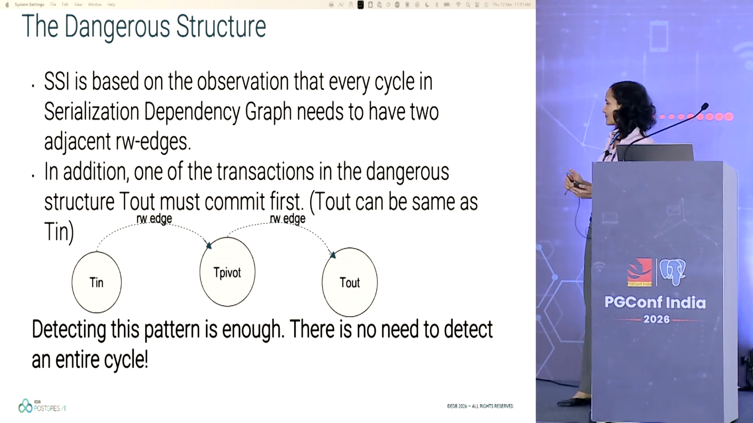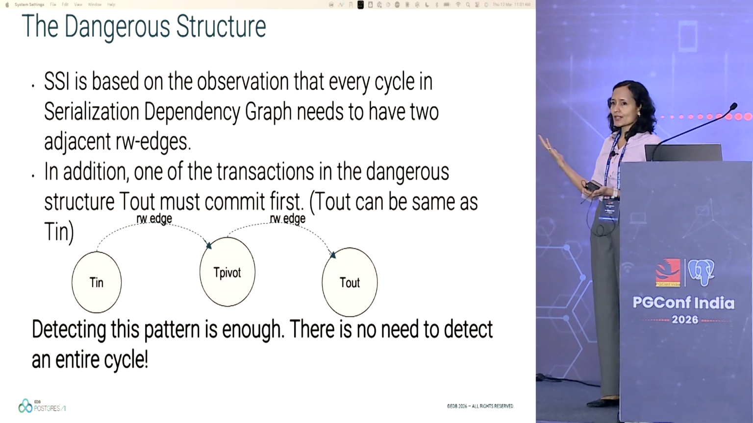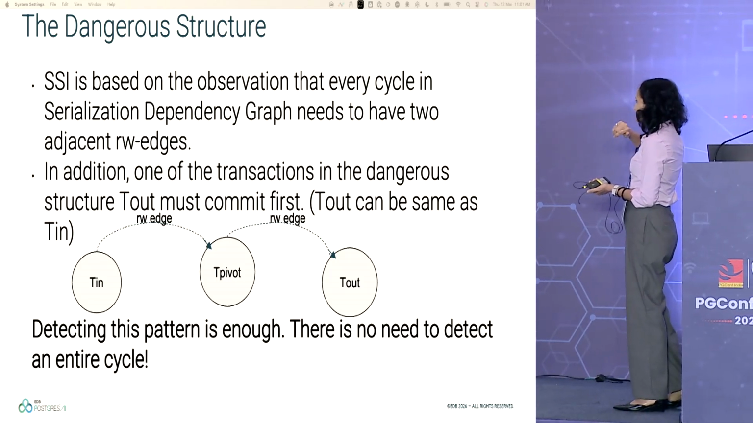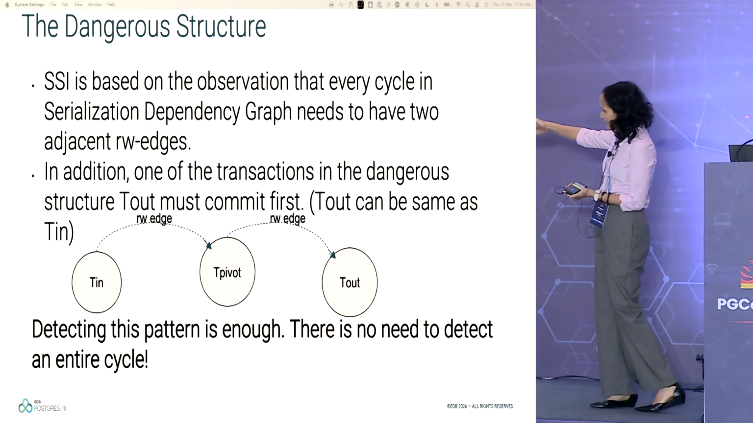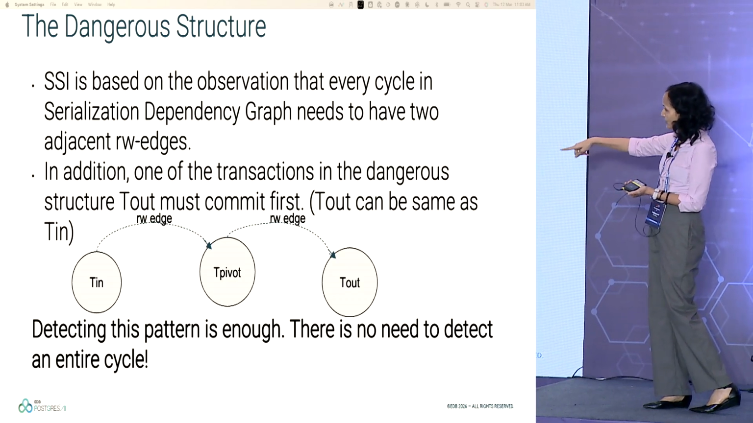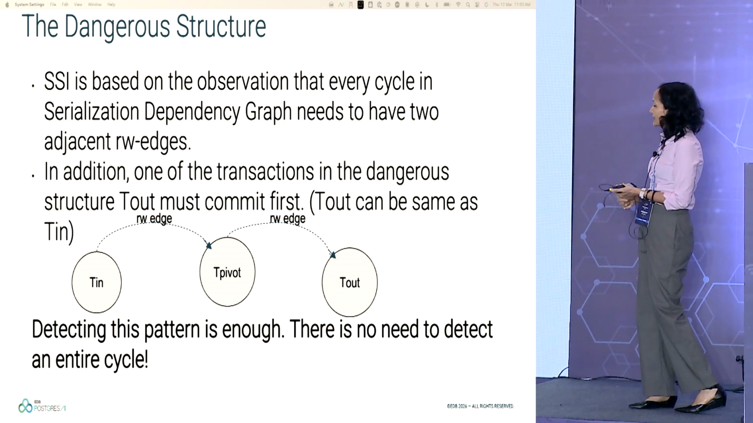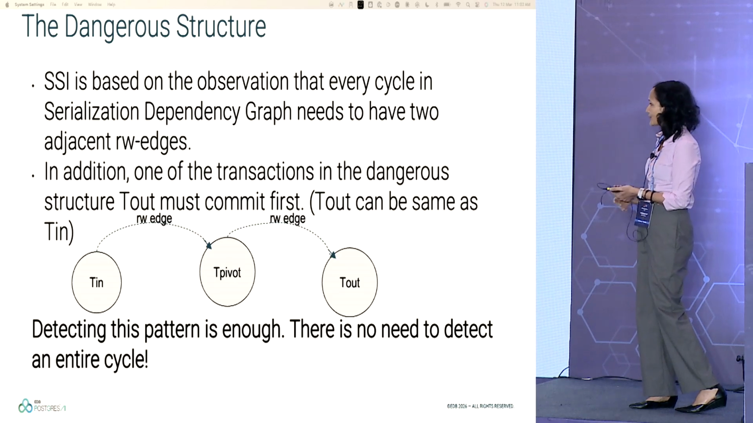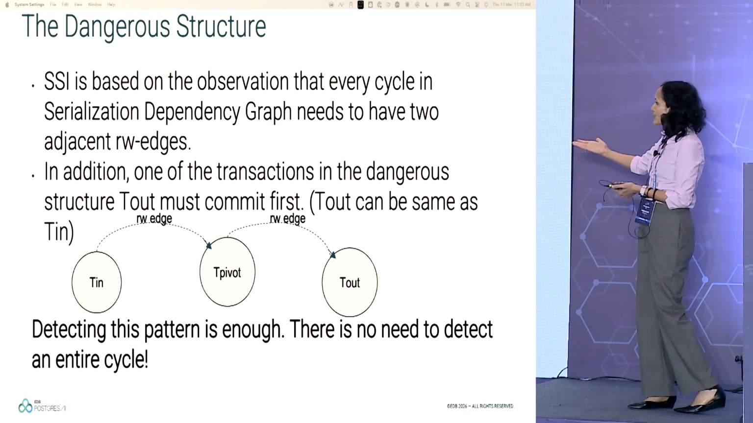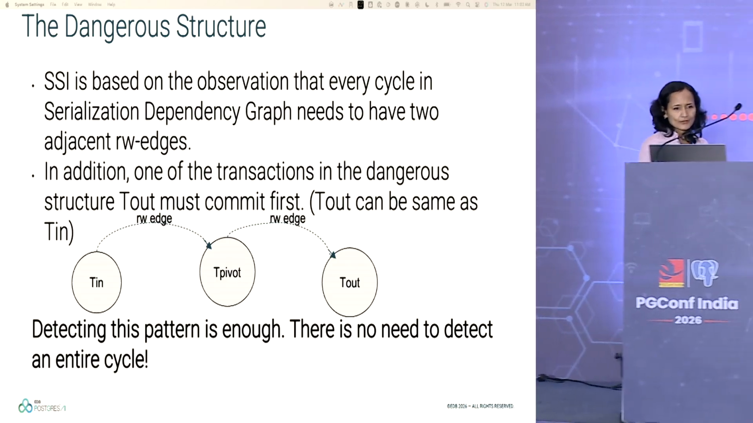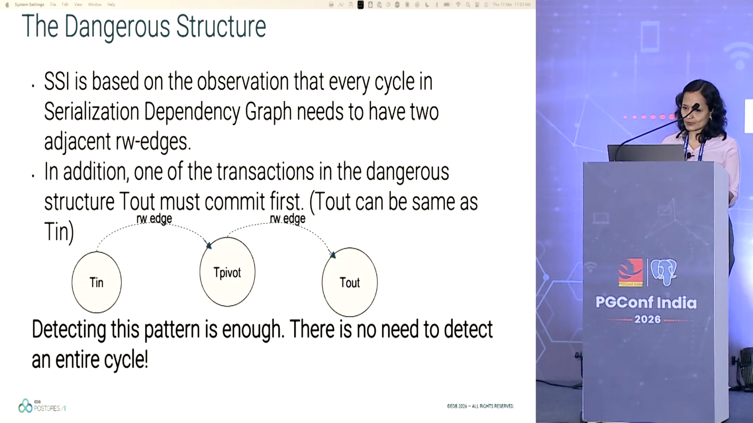The intuition, there are papers which have the formal proof behind this, but the intuition here is that for the cycle to complete, there has to be either a WW or a WR edge back from T out to T in. And the only way, as you remember, WW and WR edges arise is when one transaction commits and the other sees the results of that. So for that, T out has to commit. And if it doesn't commit, there is no danger of it being a cycle. So that is the algorithm.